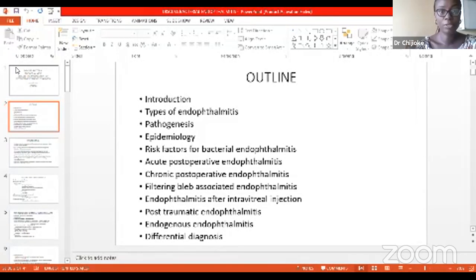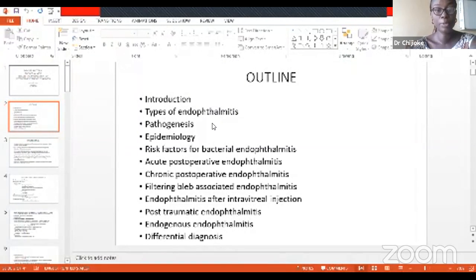Okay, the types of endophthalmitis, pathogenesis, epidemiology, risk factors for bacterial endophthalmitis, then taking them one after the other, and differentials.